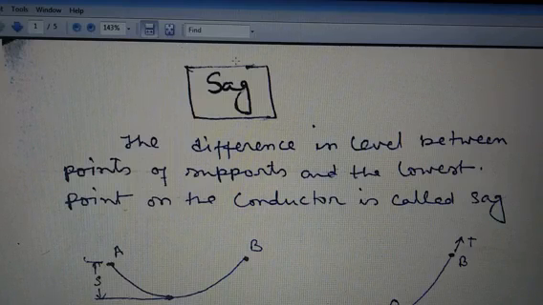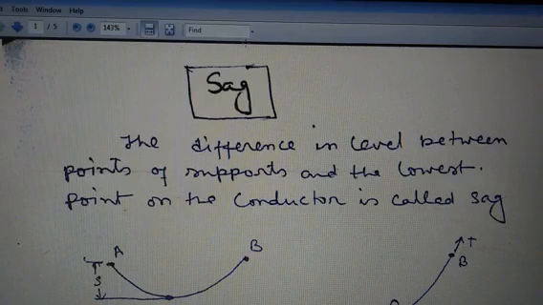In order to permit safe tension in the conductors, they are not fully stretched but are allowed to have a dip or sag. Now, what is sag? The difference in level between the point of support and the lowest point on the conductor is called the sag.